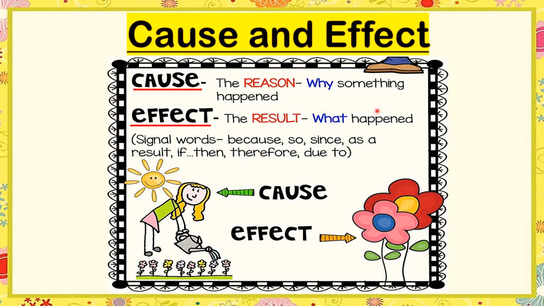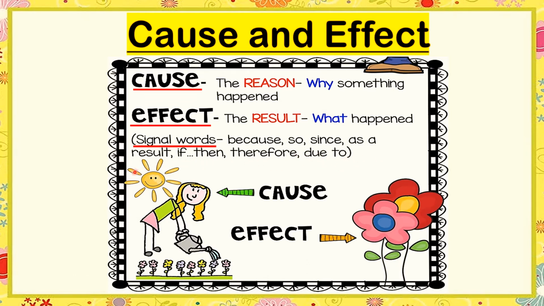And we can always determine what is the cause in the sentence and what is the effect in the sentence by using different signal words. And here are some examples of signal words. Because, so, since, as a result, if, then, therefore, due to, and so on.